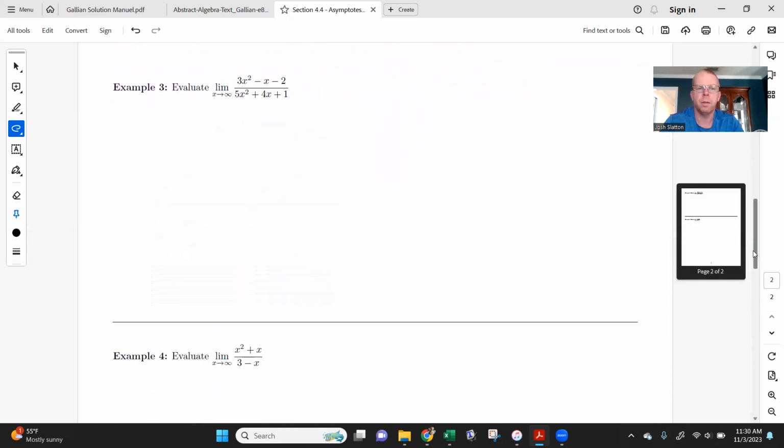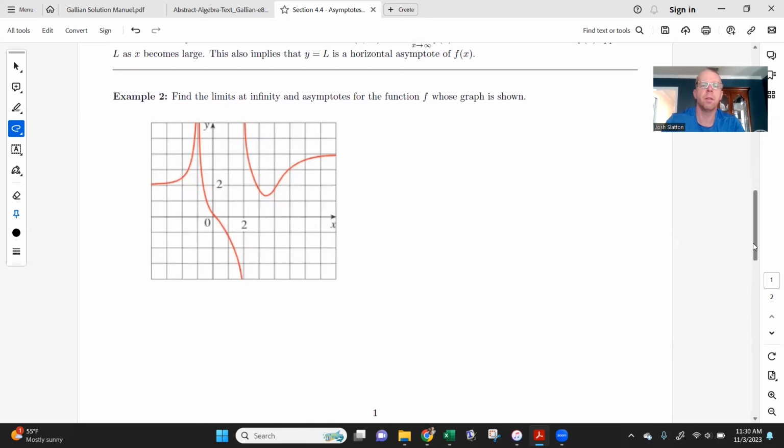So this one, find the limits at infinity and asymptotes. So we can see we have a vertical asymptote right there, so that is going through -1. We also have one here. And so we could say, I have vertical asymptotes at x equals -1 and x equals 2. And if we want to talk about the limits, we could also do that.